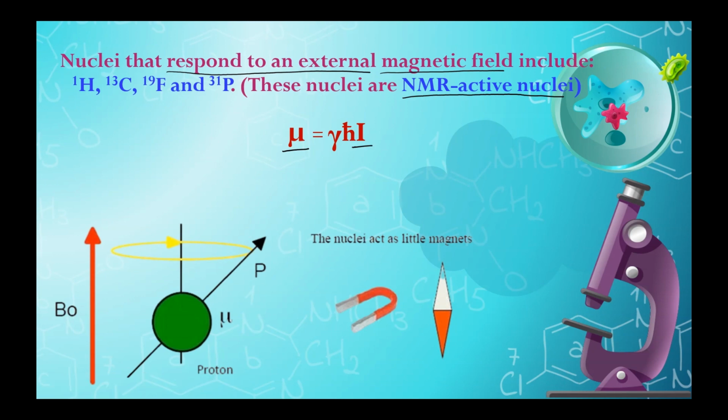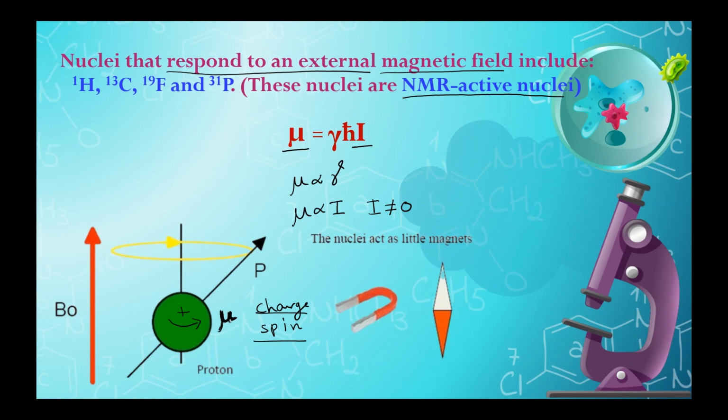As we can see in this particular picture, a nucleus which has charge and which is spinning, any spinning charged nucleus, will generate a magnetic moment mu, and this mu is proportional to gamma, and also proportional to the spin quantum number. So a nucleus which has spin quantum number I not equal to 0 will generate a magnetic moment and it will be NMR active. In other words, a spinning charged nucleus will generate a magnetic moment, and such nuclei will be NMR active.